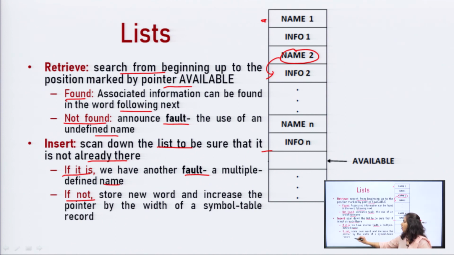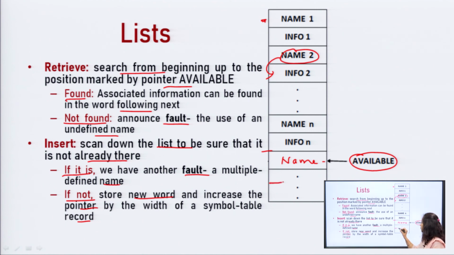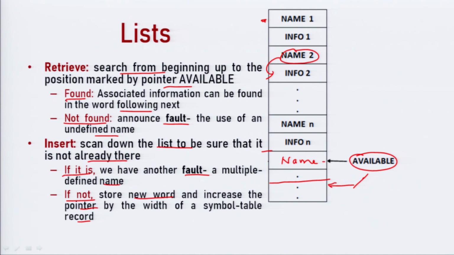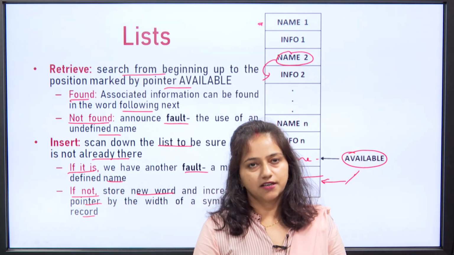Now, second is if the record is not available in the list, then we store the new record and increase the pointer by the width of a symbol table record. So, if it is not in the list, then at the location marked by the available pointer, that particular name will be stored, and its associated information can also be stored in the subsequent phases. In that way we can insert the record, and now the available pointer will point to the next available location; it will be updated. So, this is about the two operations related to list, retrieve and insert.